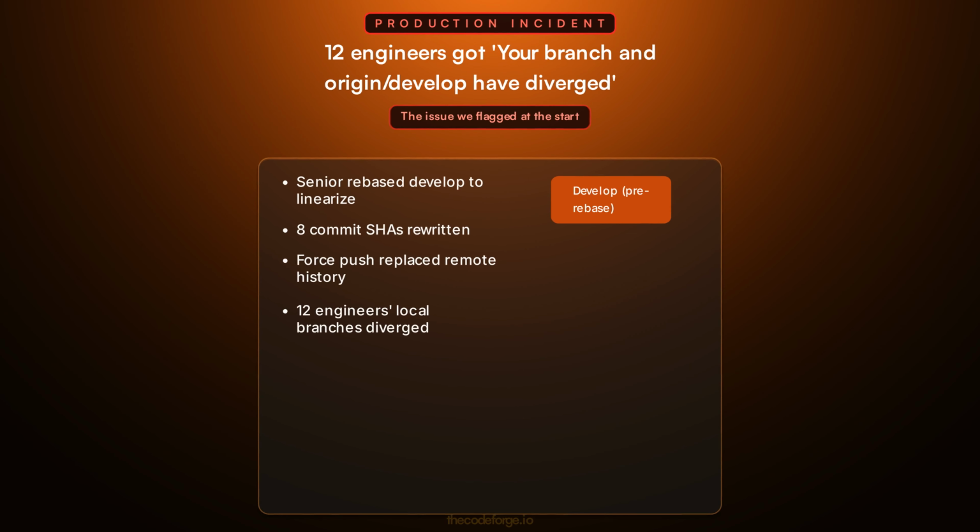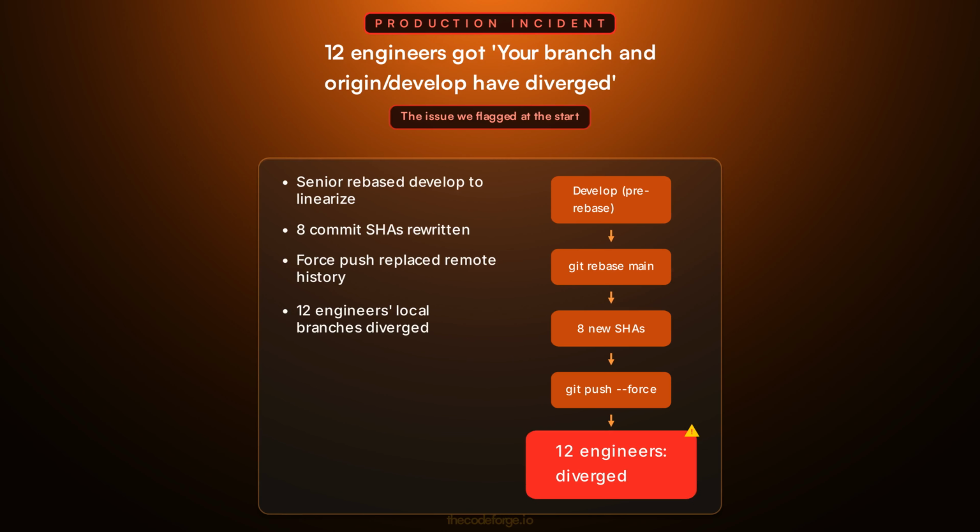This is the same issue we highlighted at the start. Here's exactly why that happened. A senior engineer ran git rebase main on the shared develop branch to linearize 8 merge commits. This rewrote all 8 commit SHAs. Then they force-pushed, replacing the remote history. 12 engineers who had pulled the old SHAs now saw divergence. 3 feature branches were orphaned because their parent commits no longer existed.